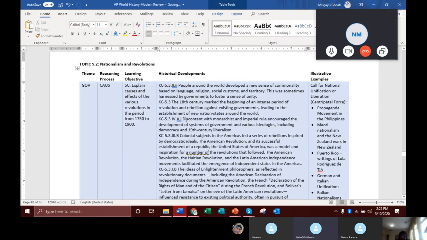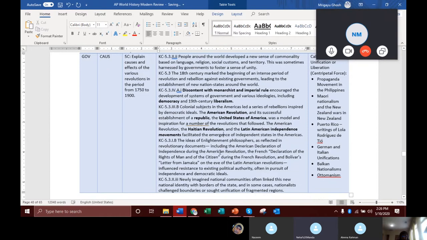Intense period of revolution, rebellion. Discontent with monarchist and imperial rule encouraged development of systems. So now we're looking at liberalism as the big idea here, and democracy. Rebellions inspired by democratic ideals: the American Revolution, the establishment of a republic in the United States, which served as a model and inspiration for others. We're looking at the Haitian Revolution and Latin American independence movements. So we have a lot of examples here to talk about.